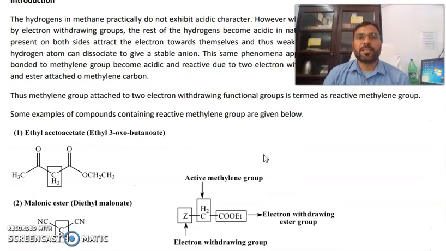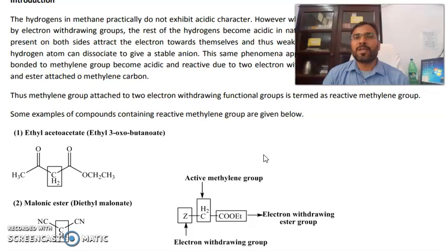So, active methylene compounds. Compounds containing active methylene groups are known as active methylene compounds. The hydrogens in methane practically do not exhibit acidic character. However, when two of the hydrogens are replaced by electron withdrawing groups, the remaining hydrogens become acidic in nature. The electron withdrawing groups present on both sides attract electrons towards themselves and thus weaken the C-H bond of the methylene. Thus, the hydrogen atom can dissociate to give a stable anion.